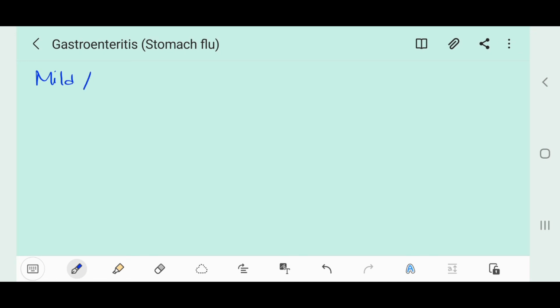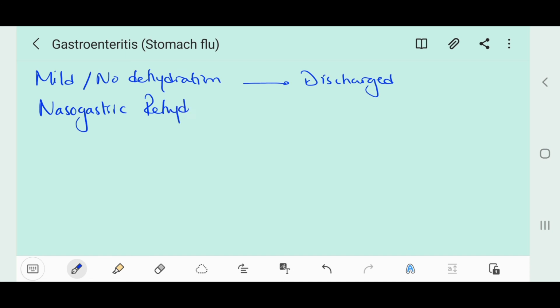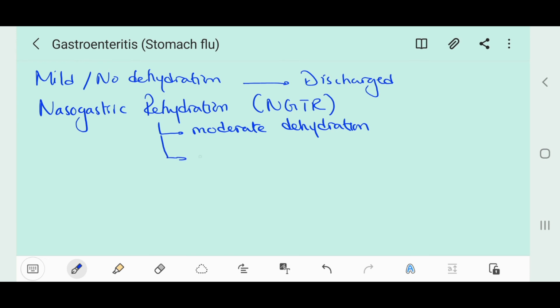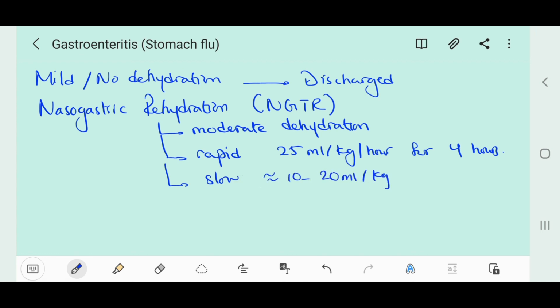So in cases of mild or no dehydration, the child can be discharged without a trial of fluids after appropriate advice and follow-up arranged. Nasogastric rehydration can be given to children with moderate dehydration. And it can be divided into rapid nasogastric rehydration, which is about 25 mL per kg per hour for 4 hours, or slower nasogastric rehydration, which is approximately 10 to 20 mL per kg per hour. So the slower nasogastric rehydration is preferred in infants less than 6 months old, in children with comorbidities, and in children with significant abdominal pain.